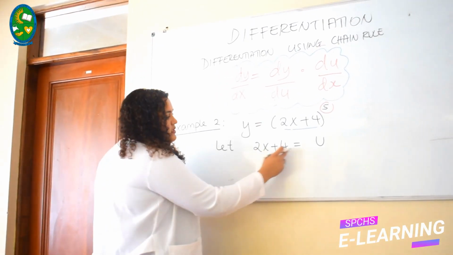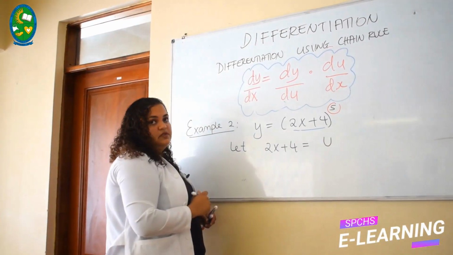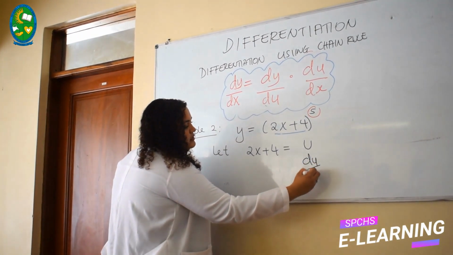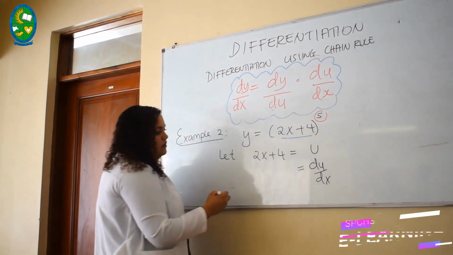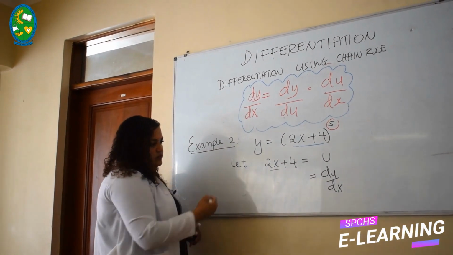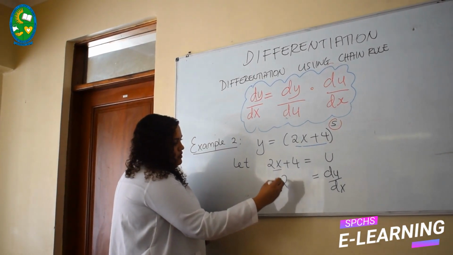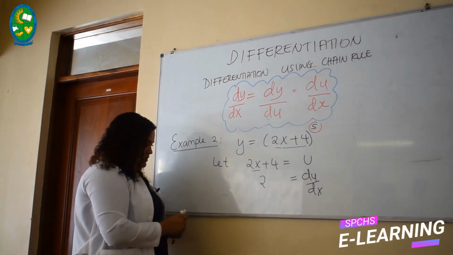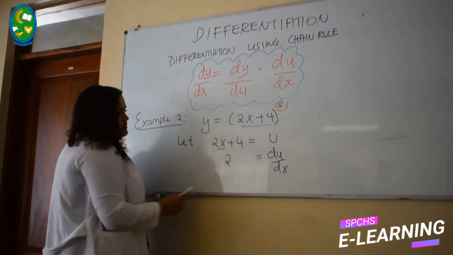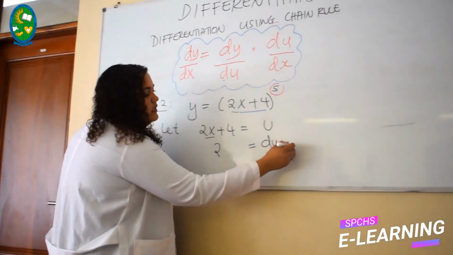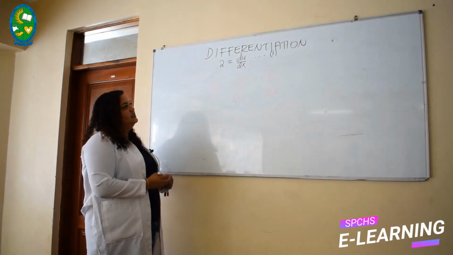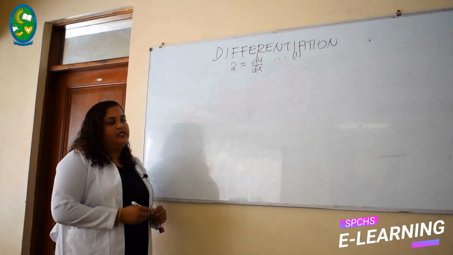So if we differentiate this on both sides with respect to x, you will have du dx equals to, when you differentiate 2x, what do you get? You get 2. When you differentiate 4, you get 0. Why? Because 4 is a constant. So we already have du dx, and we can call this equation number 1. So we already found the first equation, which is 2 equals to du dx.